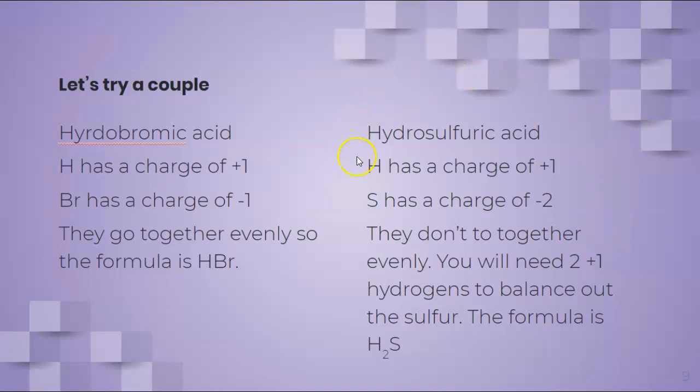Hydrosulfuric acid, again, that's a sign that I'm not on my polyatomic ion sheet. I'm just off of my periodic table. So sulfuric would come from sulfur. Hydrogen, group 1, charge of +1. Sulfur is in group 6, has a charge of -2. So you're going to need another hydrogen. You're going to need 2 total hydrogens to balance out that -2 sulfur. So the formula would be H2S.